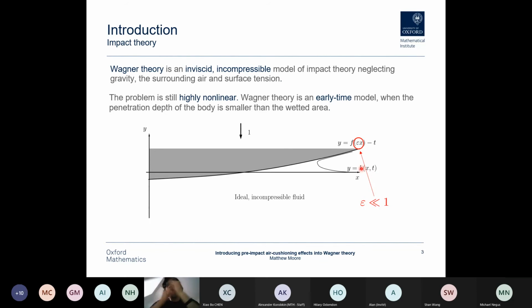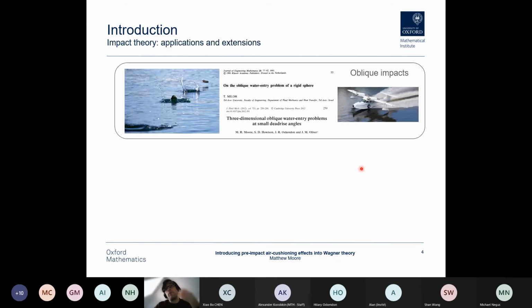I'll explain in a little more detail later on how this manifests itself in terms of the asymptotic structure. But Wagner theory has been a successful way of modeling these impact problems. Not only solid-liquid impacts, but also the converse problem where you have a liquid droplet hitting a solid. It's been used quite successfully over the years to explain and understand some of the dynamics. And that's yielded a number of researches, not purely in the classical problem, but also with various extensions. So thinking about oblique impacts where the impact velocity has a tangential component. So you might think about a skimming stone where you're skimming it horizontally, but it is entering as well.